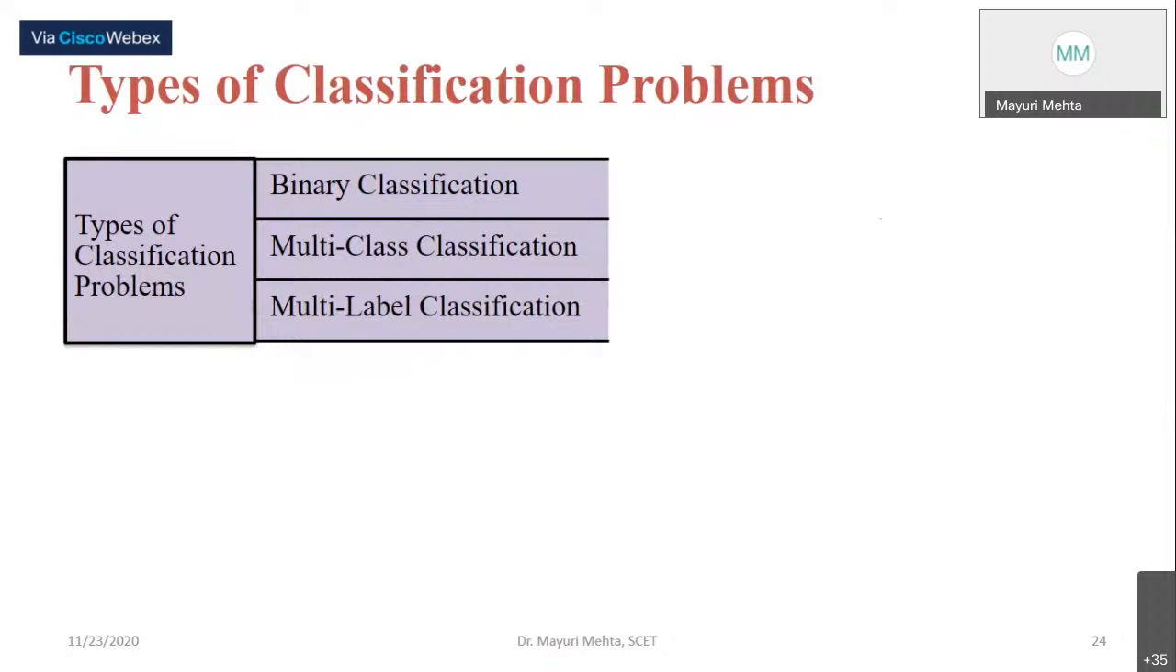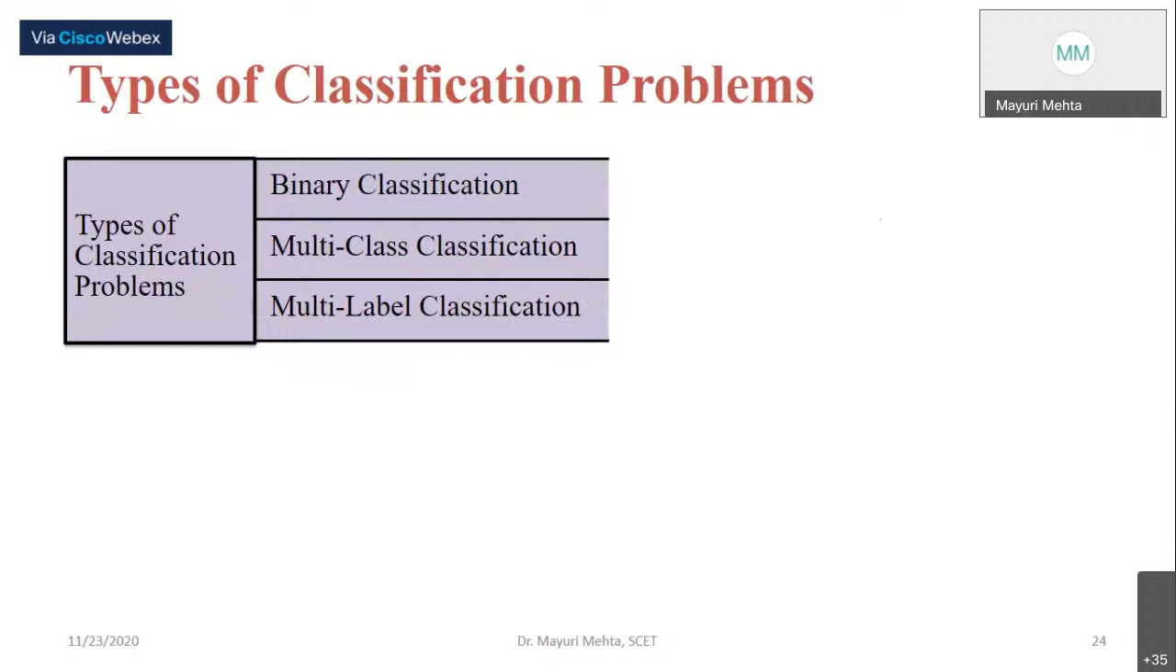Another example of multi-class classification is, suppose you want to recognize handwritten digits. They are 0 to 9, right? So we can have a total of 10 classes, 0 to 9. So these are examples of multi-class classification. If you want to recognize the alphabet, then we will have 26 classes.